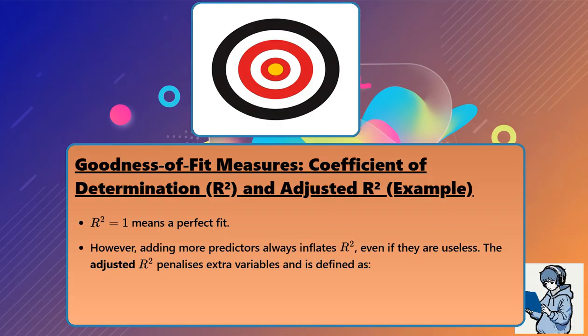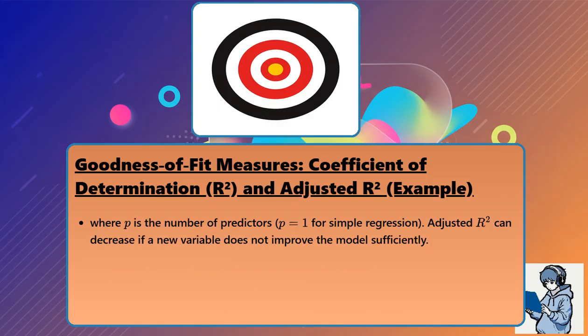However, adding more predictors always inflates R squared, even if they are useless. The adjusted R squared penalizes extra variables and is defined as adjusted R squared equals 1 minus (SSE over n minus p minus 1) divided by (SST over n minus 1), where p is the number of predictors; p equals 1 for simple regression. Adjusted R squared can decrease if a new variable does not improve the model sufficiently.